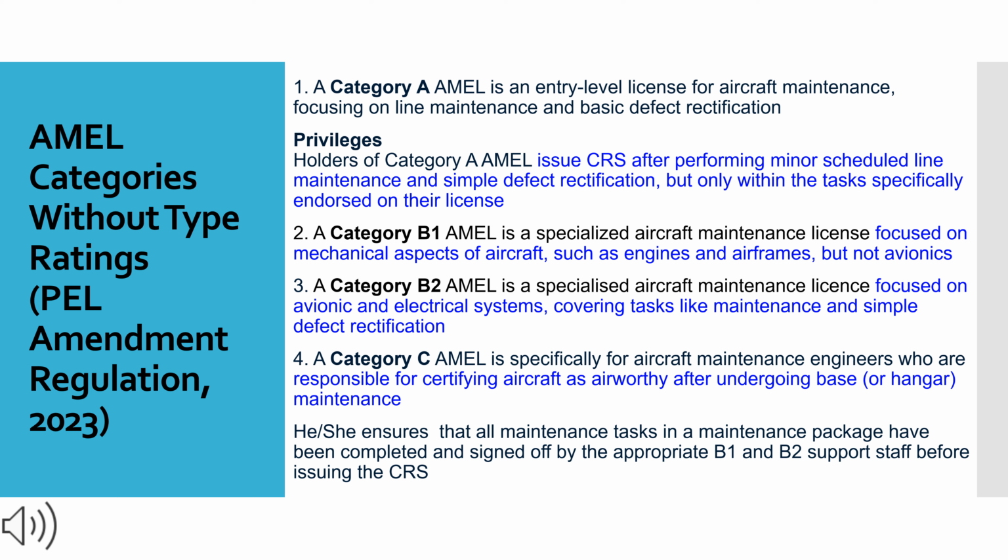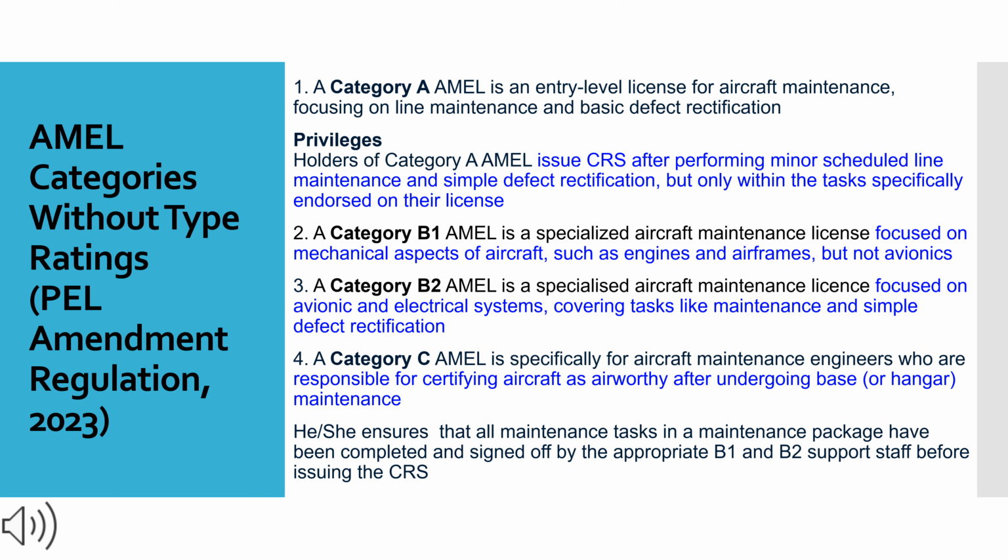A Category B1 aircraft maintenance engineer license is a specialized license which focuses on mechanical aspects of the aircraft, such as the engine and airframes, but does not involve avionics. A Category B2 aircraft maintenance engineer license is a specialized license which focuses on avionics and the electrical systems, covering tasks like maintenance and simple defect rectification.